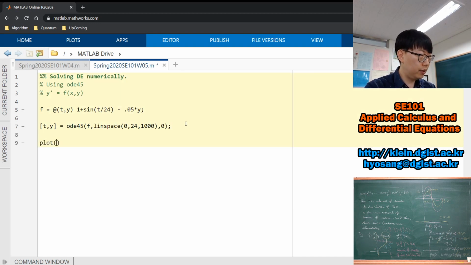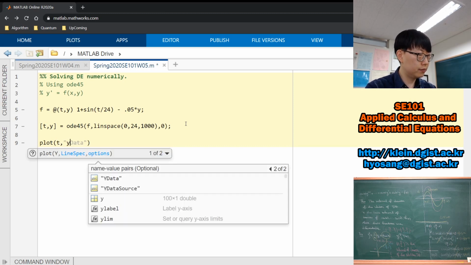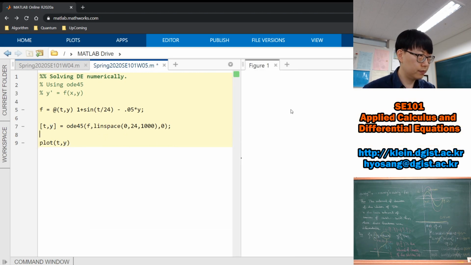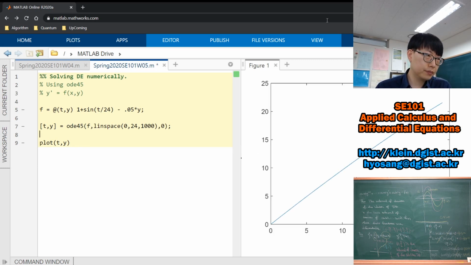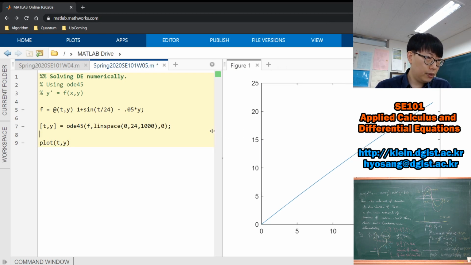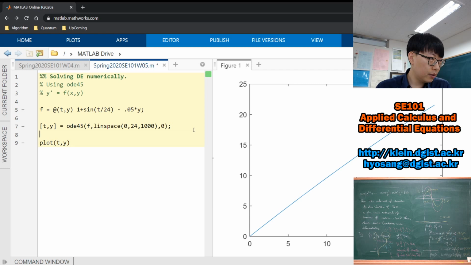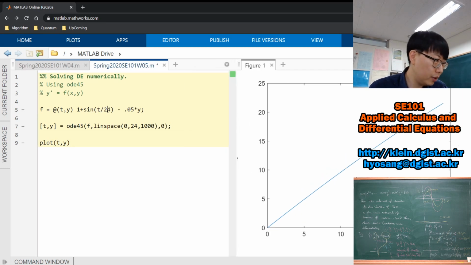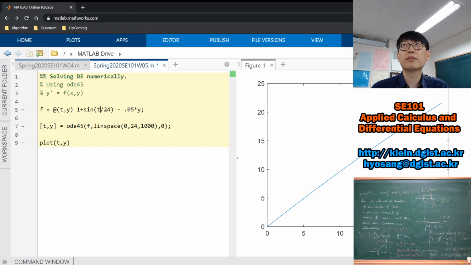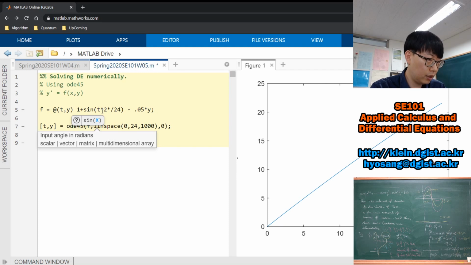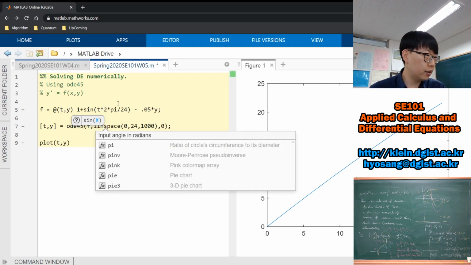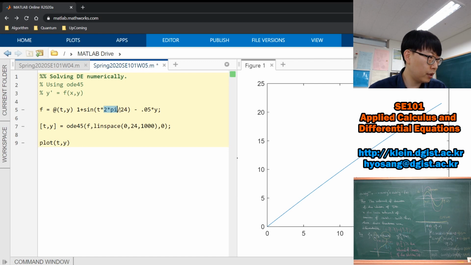Now let's plot this t and y. Okay, so it says t. Sorry, t. Just a moment. 24-hour, 2 pi. Sorry, so I should multiply the period of the sine, 2 pi.